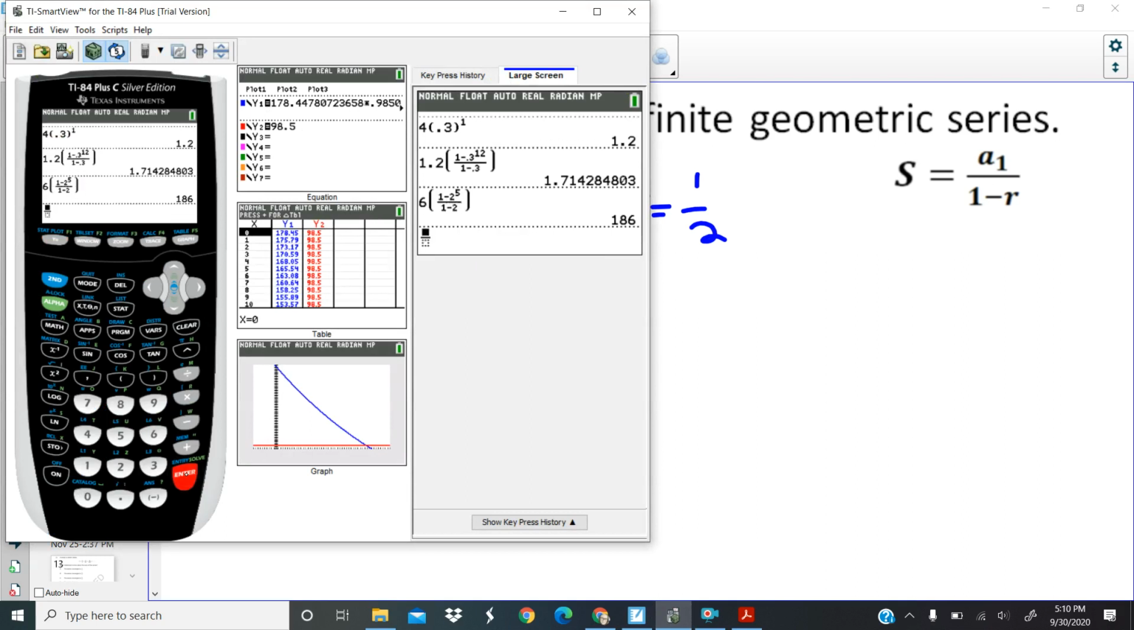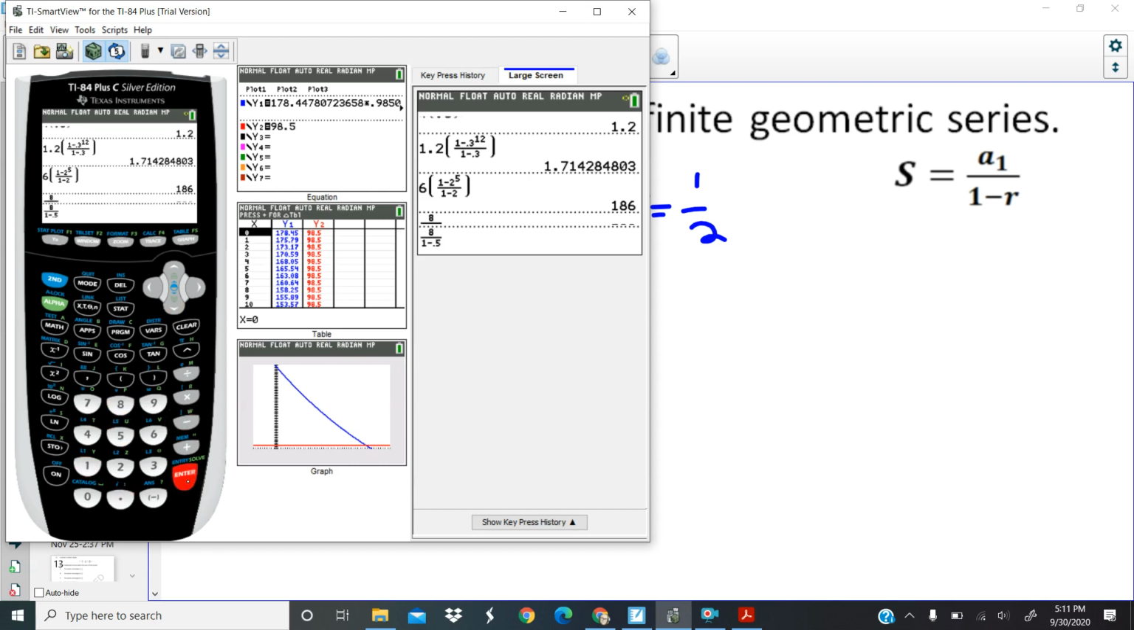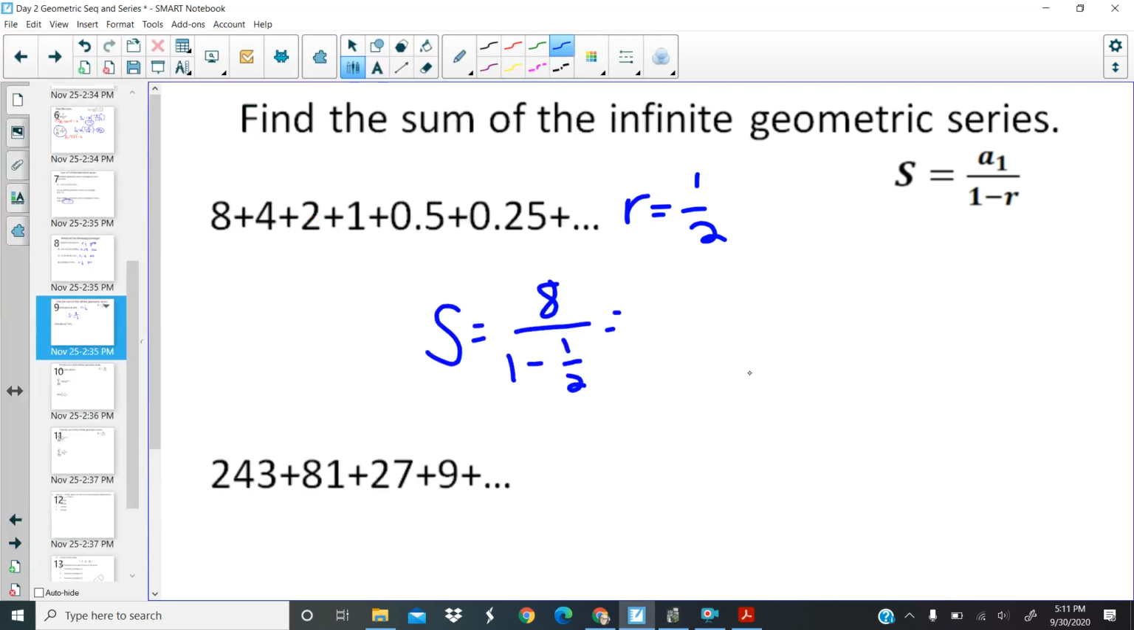And so then you would just type that into your calculator. So I'm going to get my fraction bar in there, and I had 8 divided by 1 minus 1/2. I'm just going to put 0.5, and you would get 16. So that would be the sum of all of the numbers in that infinite geometric series. It's going to converge to 16.